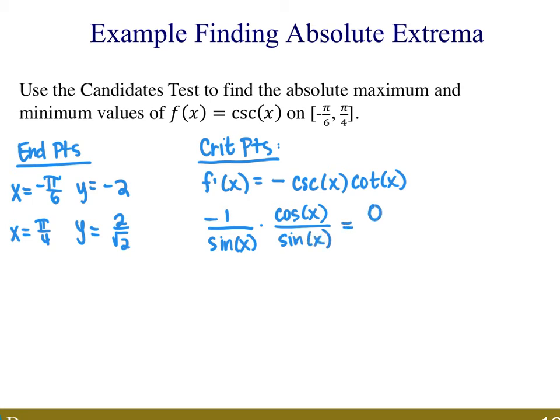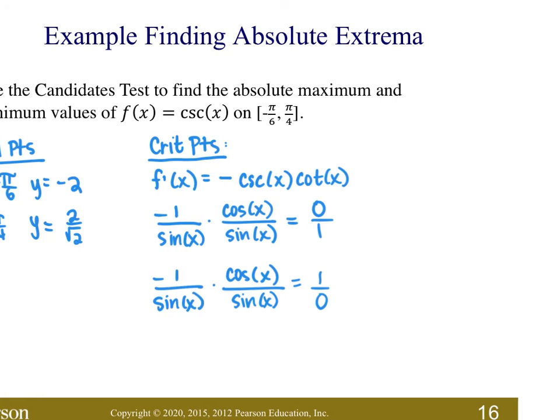So I'm going to set that equal to 0. I will also do the work of setting it equal to 1 over 0. All right, when I do the 0, I'm going to do 0 over 1. It makes the cross multiplying easier. All right, so let's cross multiply. That will give me negative cos x equals 0.